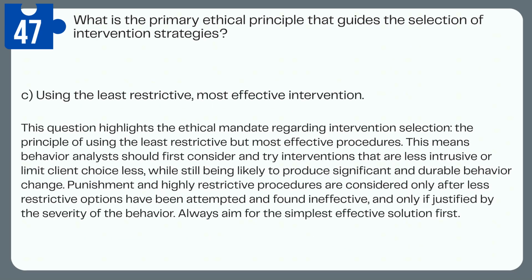Answer: C. Using the least restrictive, most effective intervention. This question highlights the ethical mandate regarding intervention selection: the principle of using the least restrictive but most effective procedures. This means behavior analysts should first consider and try interventions that are less intrusive or limit client choice less, while still being likely to produce significant and durable behavior change. Punishment and highly restrictive procedures are considered only after less restrictive options have been attempted and found ineffective, and only if justified by the severity of the behavior. Always aim for the simplest effective solution first.